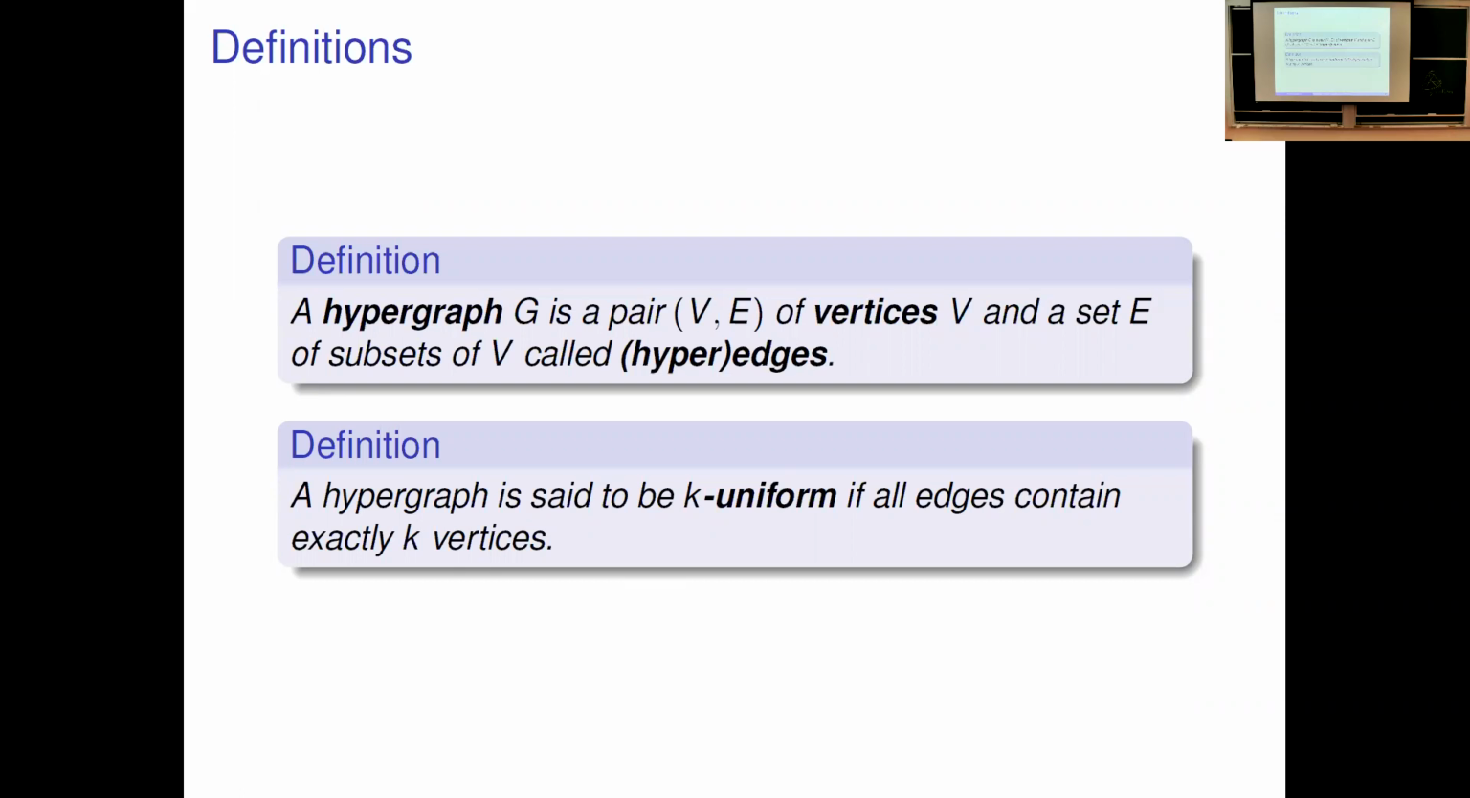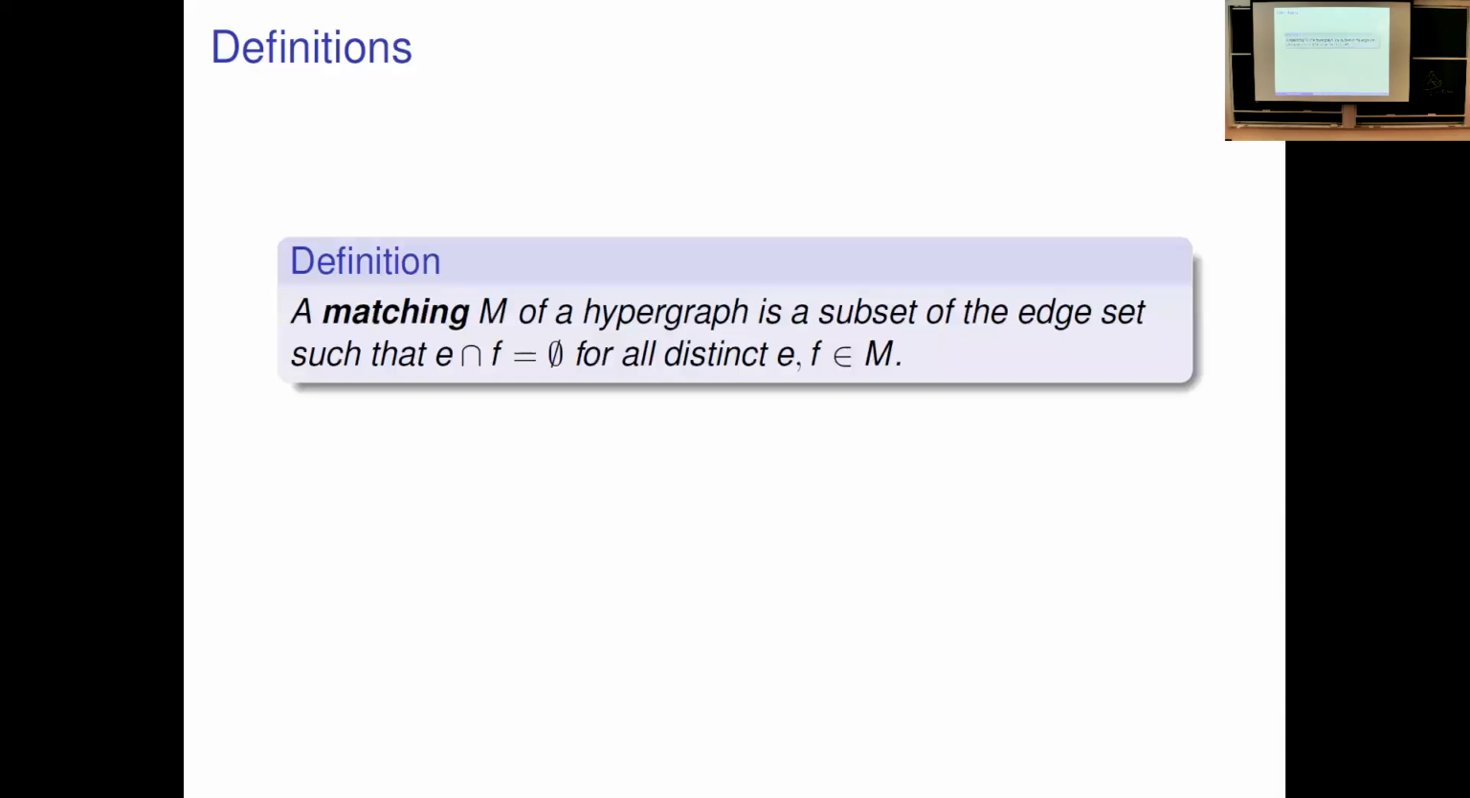And if we put k equal to 2, this coincides with our notion of a simple graph where all of the edges contain exactly 2 vertices. So this is the natural generalization of graphs. And in this context, perhaps you've heard about matchings in graphs. If not, we can talk about that as well. But we have this notion of a matching in a graph or in a hypergraph, and we're taking a subset of the edge set where every pair of distinct edges is disjoint. They don't share any vertices in common.